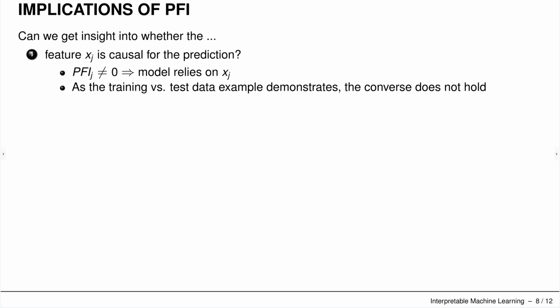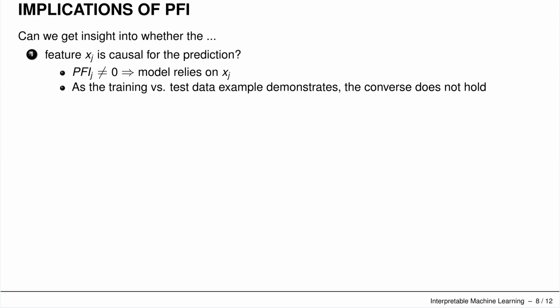So let's relate the PFI to the 3 different interpretation goals we discussed earlier. The first was: feature xj is causal for the prediction. Here a PFI value for feature j which is not 0 means that the model relies on xj. So that means, yes, the feature is causal for the prediction.